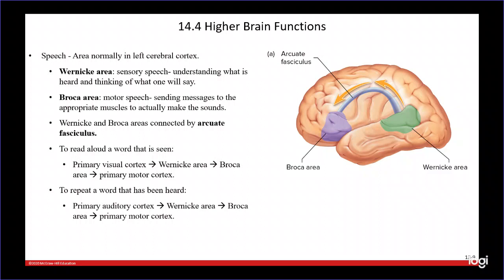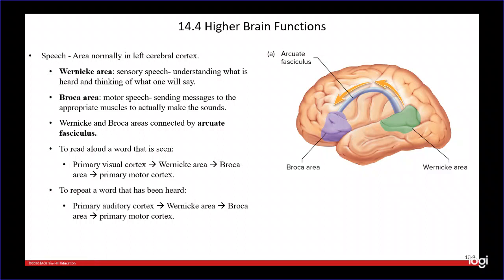Another one, and this one's really cool. This is the Wernicke and the Broca area. You need to be able to tell me how this works. You need to be able to understand this step by step well enough that you could draw this out for me or put this in order depending on the prompt that I give you.